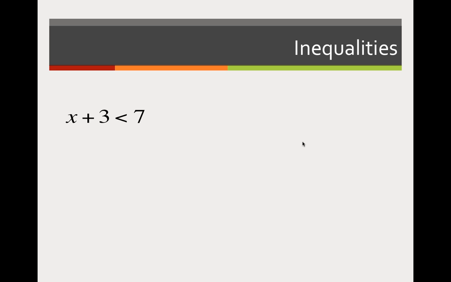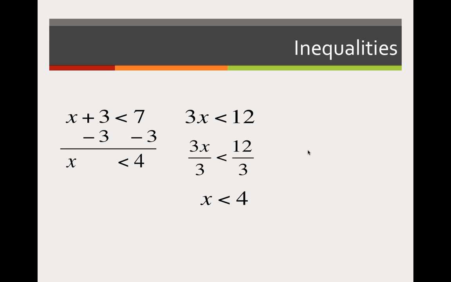So here's a problem. Now, this problem gets solved the same way an equation does. We simply subtract 3 from both sides. And that gives us x is less than 4. For the second inequality, we simply divide both sides by 3. And that gives us x is less than 4.